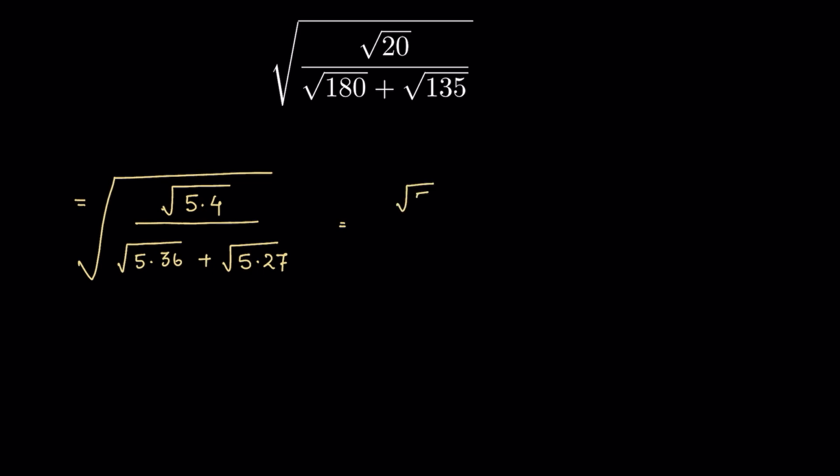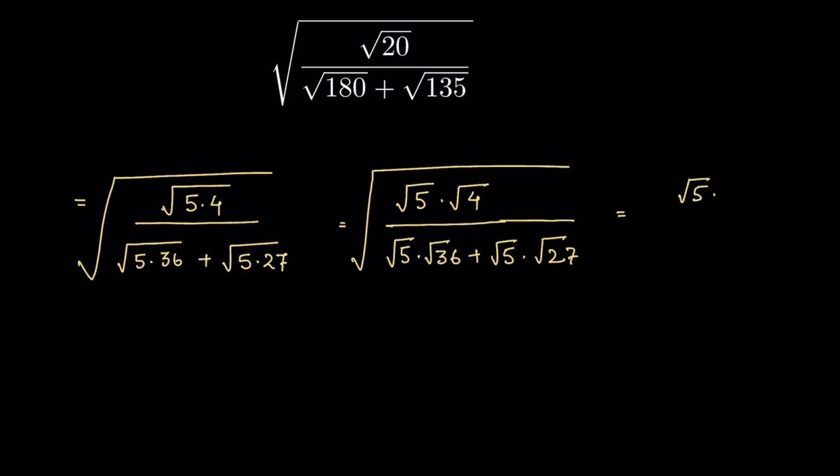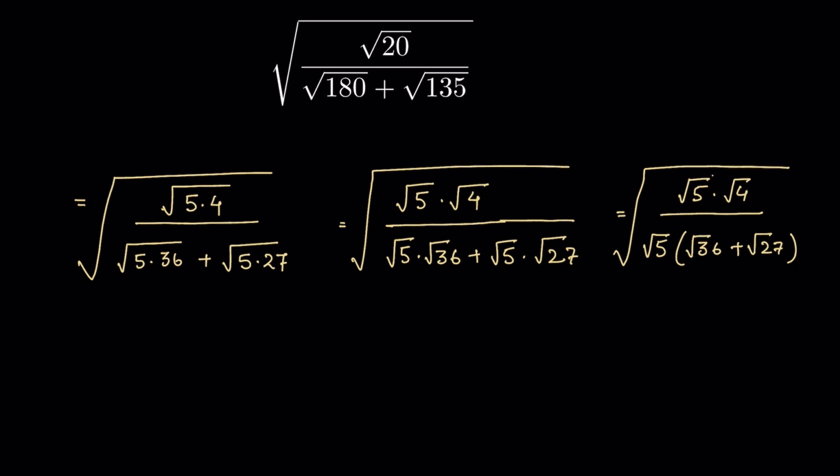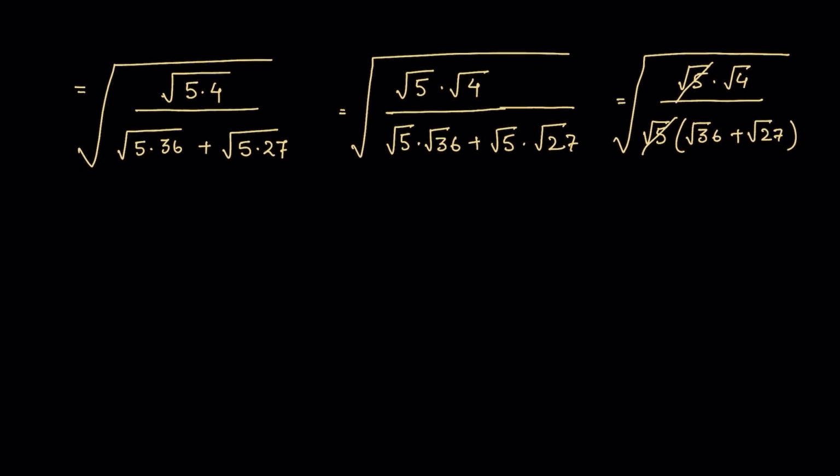Now 5 times 4 under square root, we can write it as square root of 5 times square root of 4, then upon square root of 5 times square root of 36 plus square root of 5 times square root of 27, then all under square root. This is equal to square root of 5 times square root of 4, and in the denominator we can take square root of 5 common. So square root of 5 parenthesis square root of 36 plus square root of 27 under square root. Now we can cancel square root of 5 like factor. Now we have square root of 4 upon square root of 36 plus square root of 27.